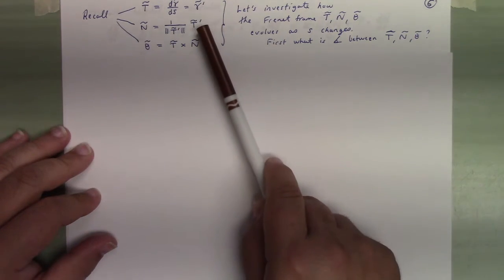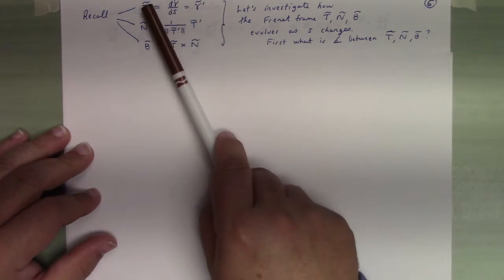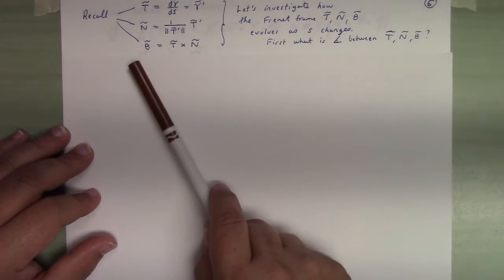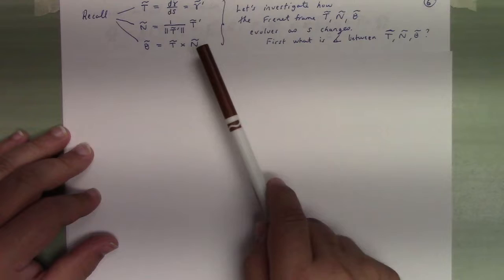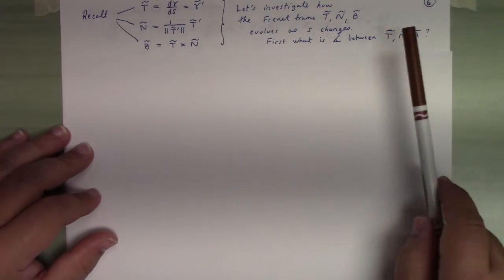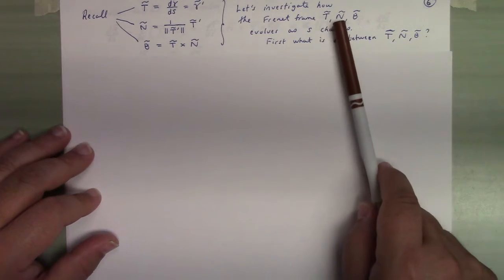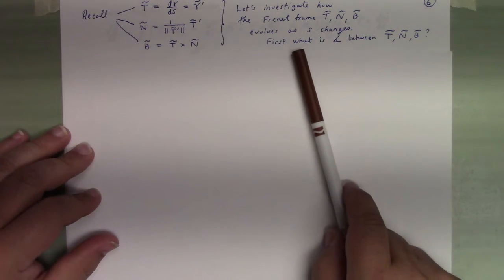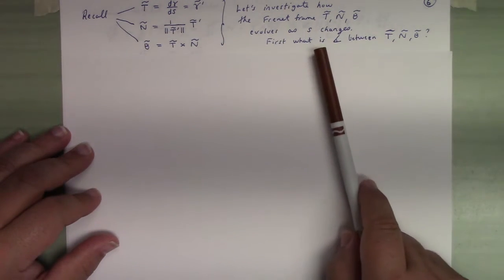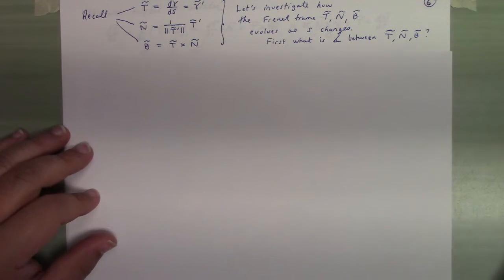N tilde is the derivative of t tilde normalized to length 1, and then b tilde, the binormal, is the cross product of t tilde and n tilde. And we're going to investigate how this Frenet frame, t tilde, n tilde, b tilde, evolves as s changes. So first, let's figure out what the angle is between these vectors. What do you think?